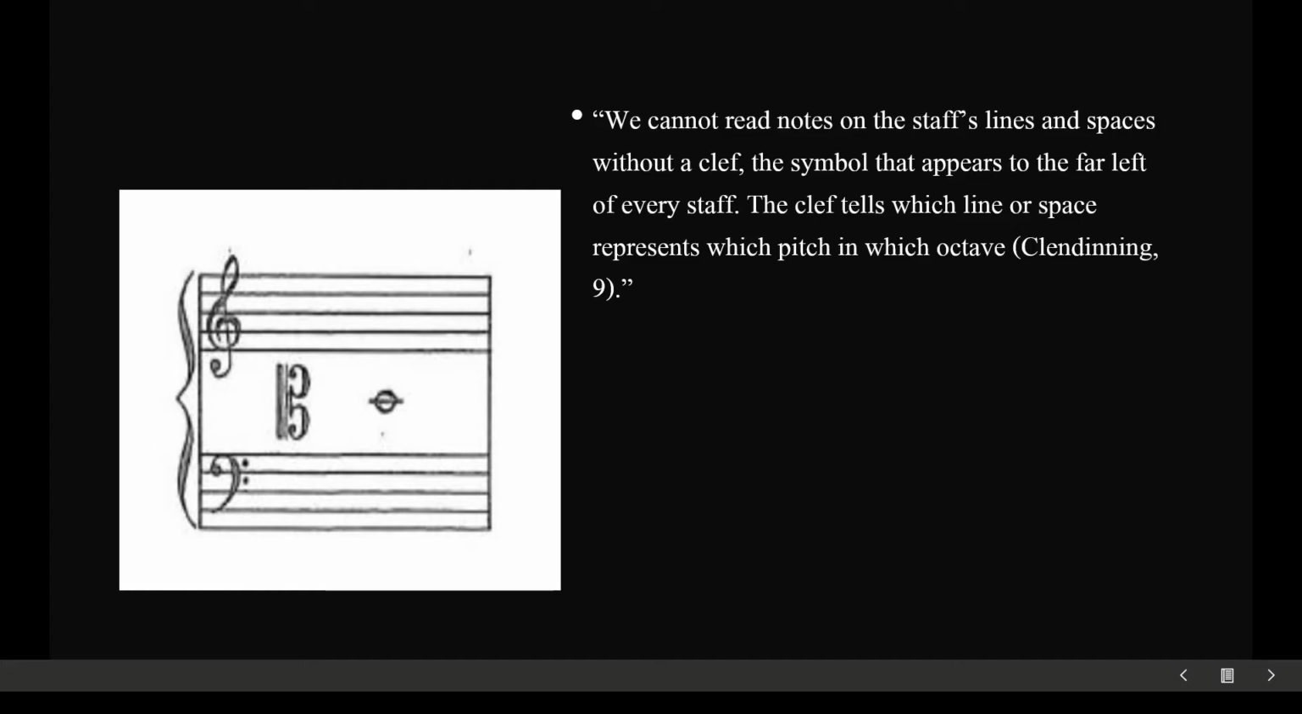Again, to Clendening's definition, we cannot read notes on the staff's lines and spaces without a clef. The symbol that appears to the far left of every staff, the clef tells which line or space represents which pitch in which octave.